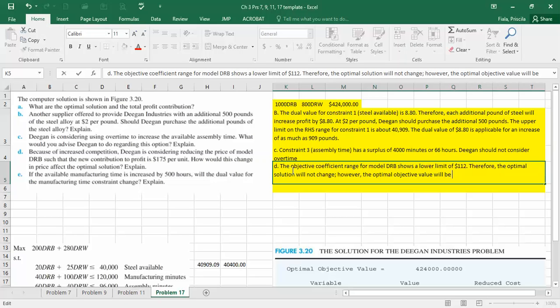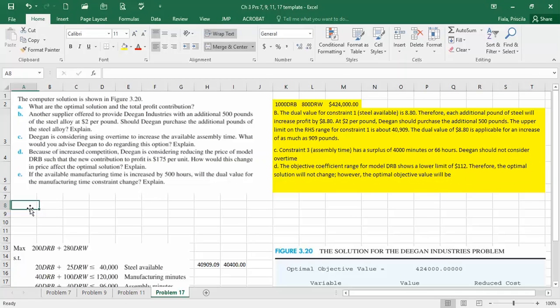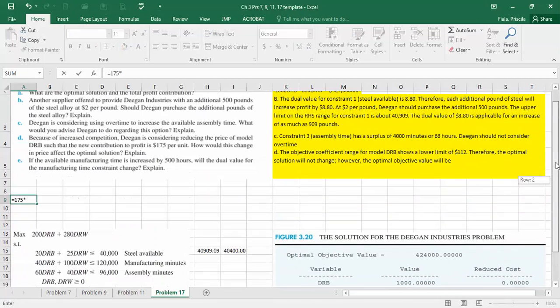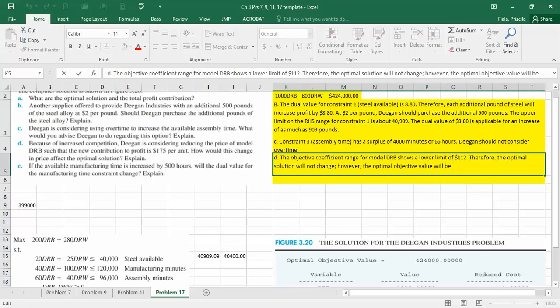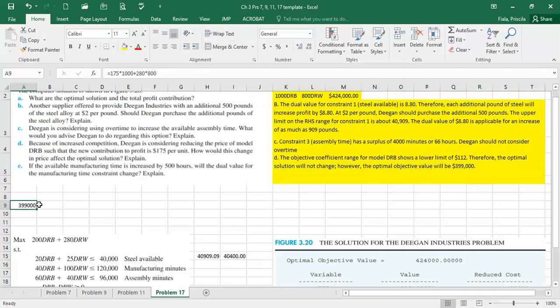then we have to do a little calculation. So now we have 175 and 280. So let's do 175 times how many? 1,000 and then 800, correct? So 175 times 1,000 plus 280 times 800. That didn't change. So the optimal objective value will be 399. So actually, we would lose money. We would lose money.